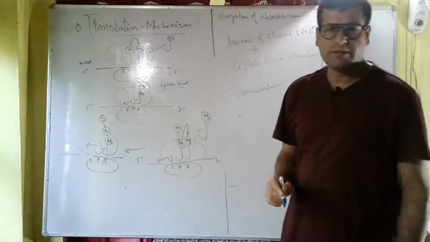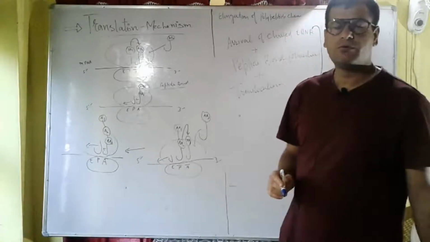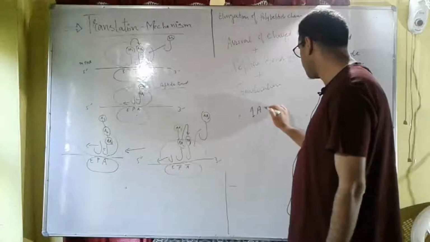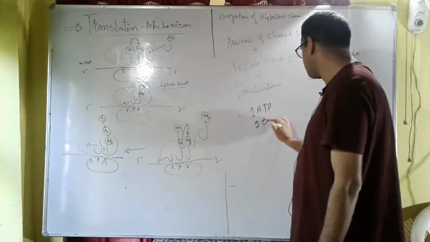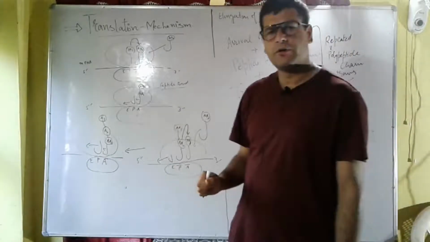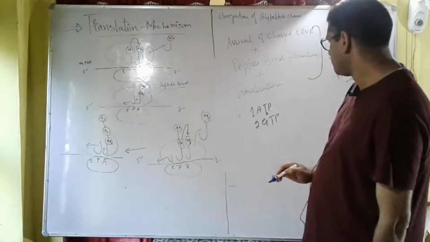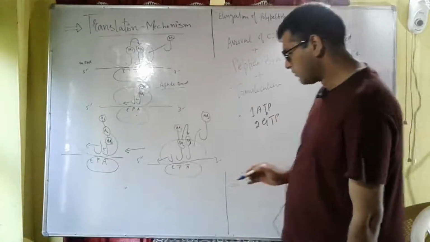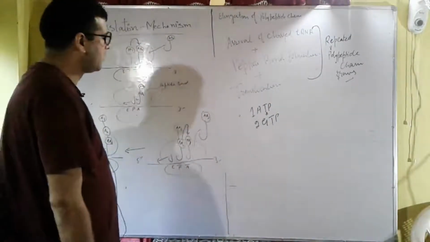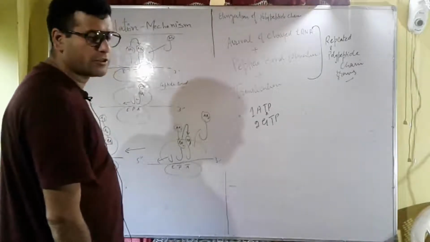Remember that for the incorporation of each amino acid, 1 ATP and 2 GTP molecules are required. 1 ATP and 2 GTP molecules are required for the incorporation of each amino acid in a polypeptide chain.